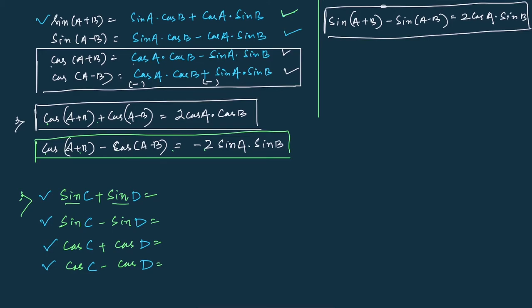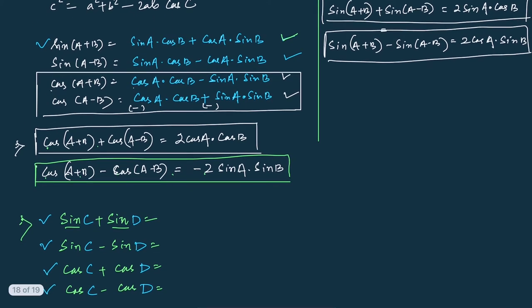Since we know sin(a plus b) plus sin(a minus b) is equal to 2 sin a into cos b, suppose I take a plus b equal to c and a minus b equal to d. So c is nothing but a plus b, and d is nothing but a minus b. What is c plus d? c plus d will be a plus b plus a minus b, so the b terms cancel out each other, and it is going to be 2a.